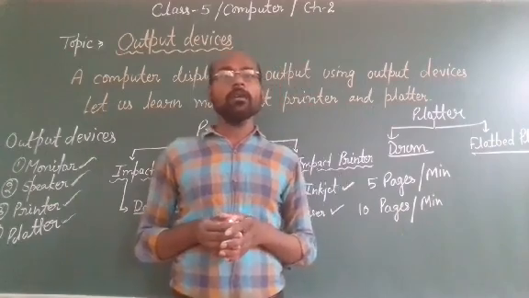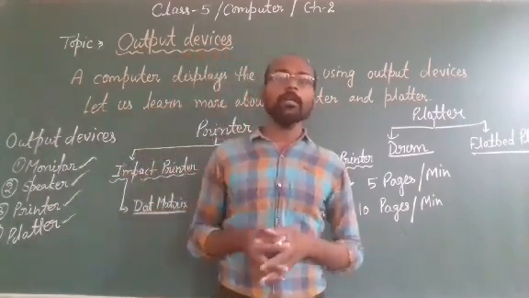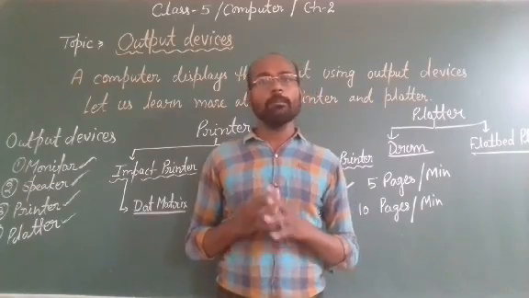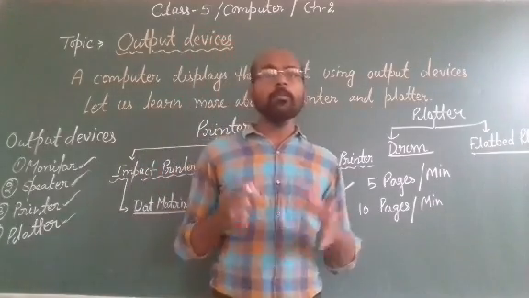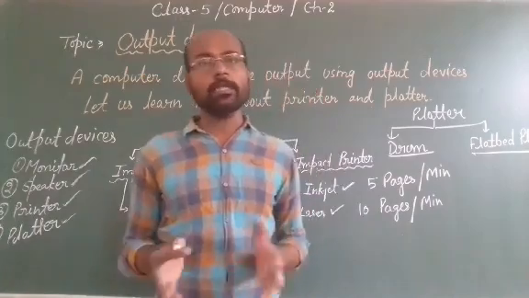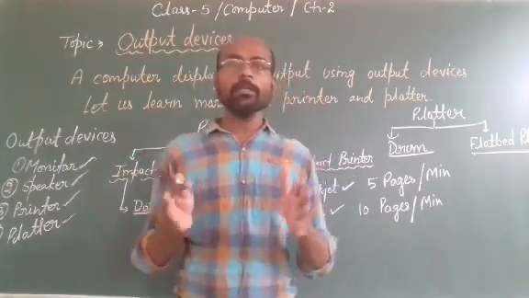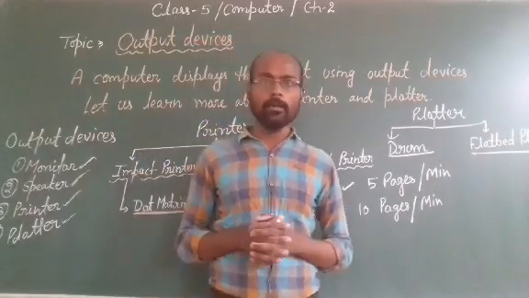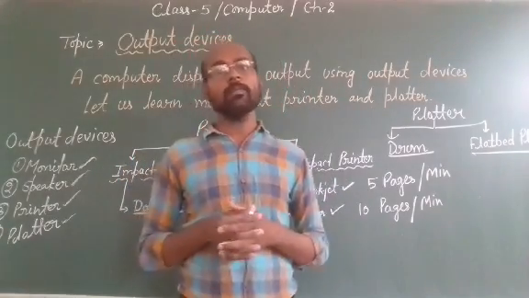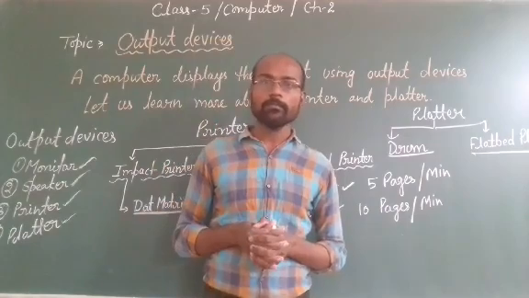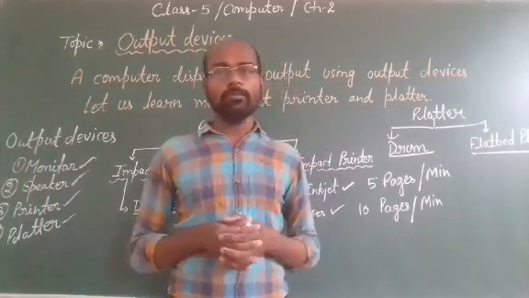Flat bed plotter, students, is a graphic plotter that has a flat surface on which the paper is placed. It draws by moving a pen in both horizontal and vertical directions over a sheet of paper. The flat surface of the plotter is called the bed, and the size of a drawing is determined by the size of the plotter's bed. Now, students, this chapter is finished.